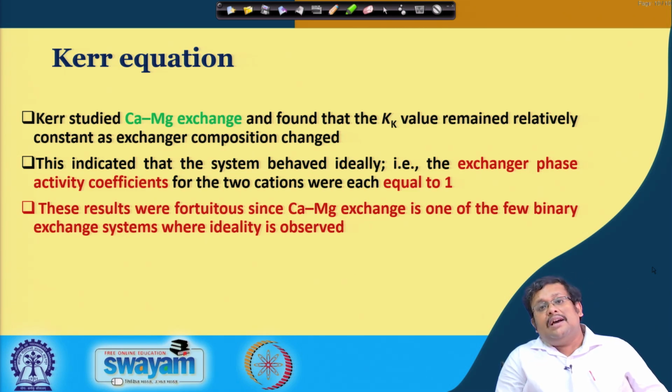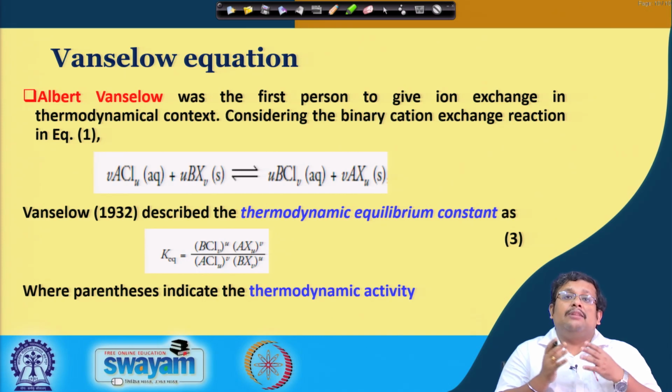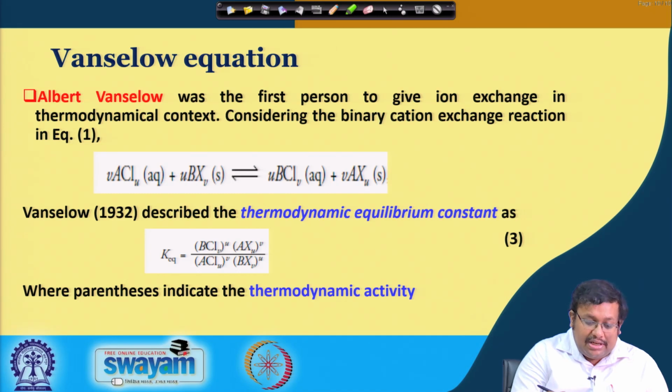So, what will be the exchange constant in those non-ideal situations? To solve that problem, Vanselow, another scientist, was the first to introduce ion exchange in a thermodynamical context. So, considering the binary cation exchange reaction in equation 1, we have already seen this equation.